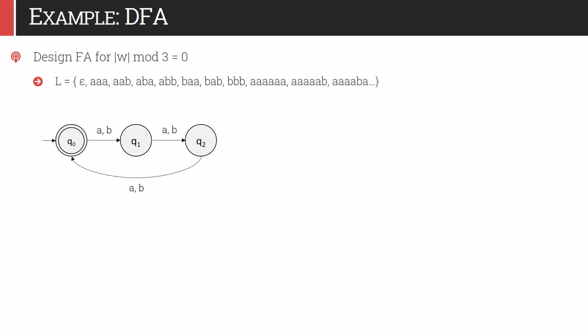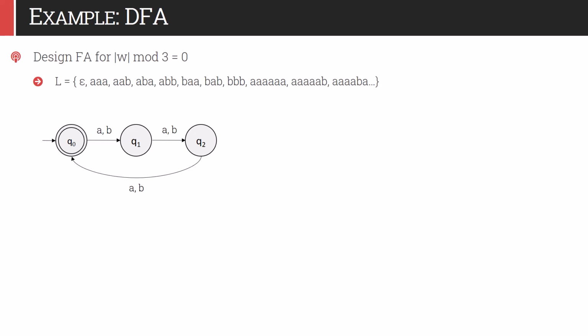And when we read the third symbol, it's a multiple of 3, so we are in Q0. For the fourth symbol, we are in Q1. For the fifth symbol, we are in Q2. For the sixth symbol, we will be in Q0 because 6 is a multiple of 3. So you see that this DFA will simulate all the strings whose length is a multiple of 3.